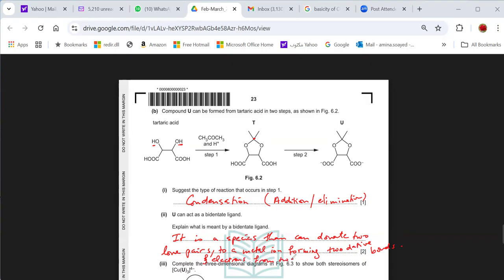Of course, 2 lone pairs of electrons from 2 different atoms, because sometimes an atom can have 2 lone pairs of electrons, but it cannot donate both. It donates only one, and another atom will donate the other.